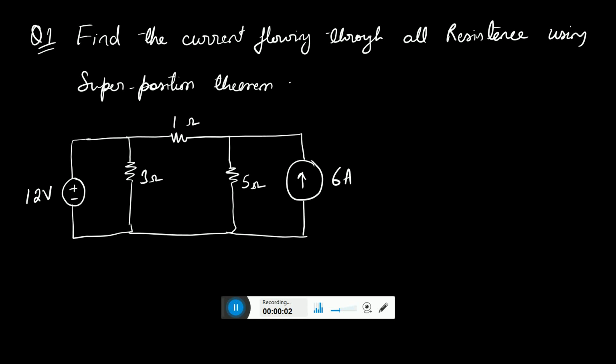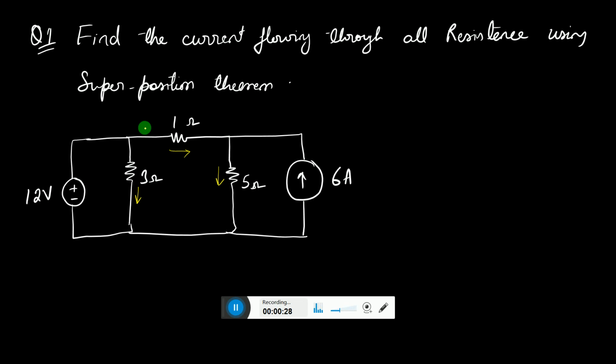Numerical we will be solving in basic electrical. Find the current flowing through all the resistances using superposition theorem. So the question asked is to find out the current through this resistance and specify the directions using superposition theorem.